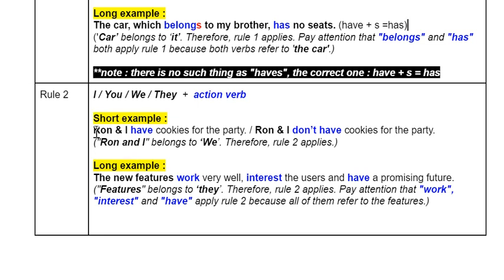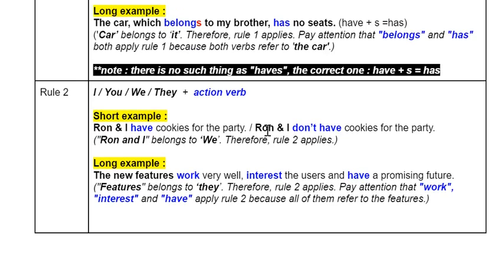Okay, short example. Ron and I belong to "we," right? We. Ron and I have cookies. So there is no addition to the word have. Ron and I have cookies for the party. Or Ron and I don't have cookies for the party. There is no addition. Do not, right? Do not have.